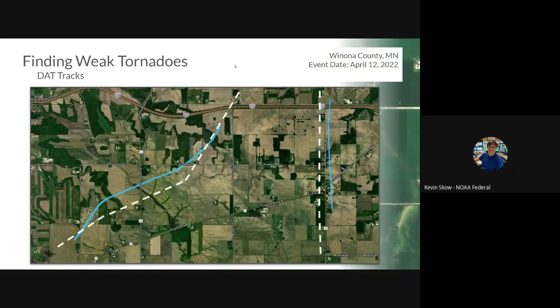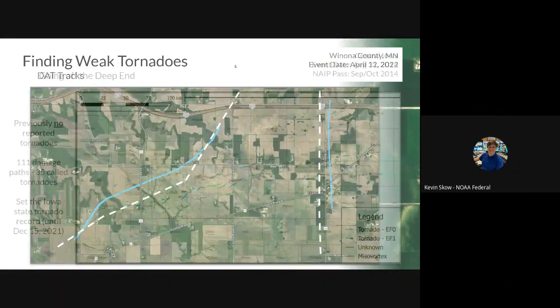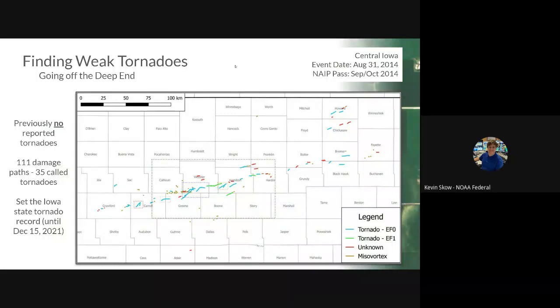And for comparison's sake, these were the two lines that we drew initially from the radar data alone. You can see they line up decently well with the ground survey tracks. It's a pretty good fit. And sometimes you get more than you ask for when you start looking for these tracks.